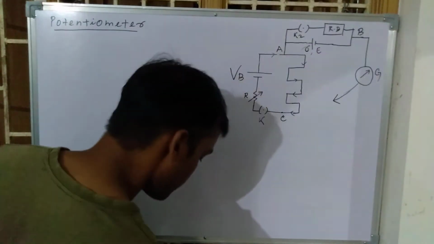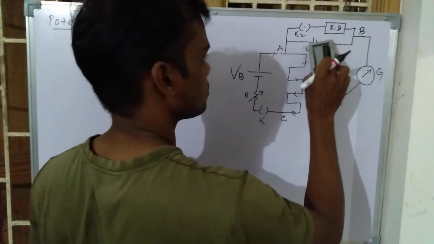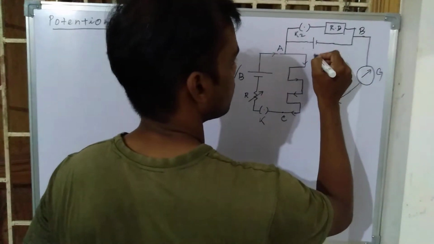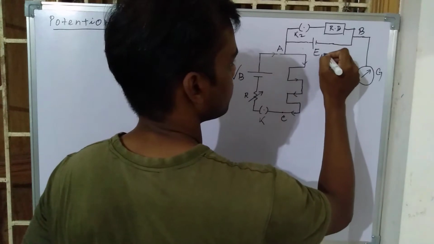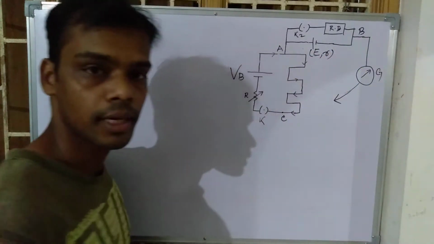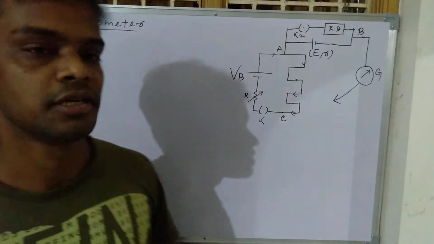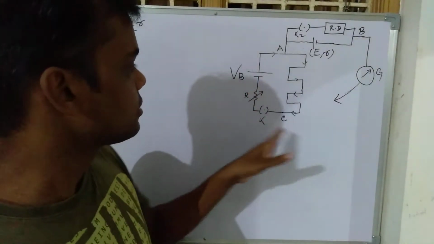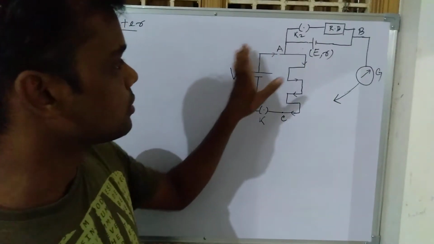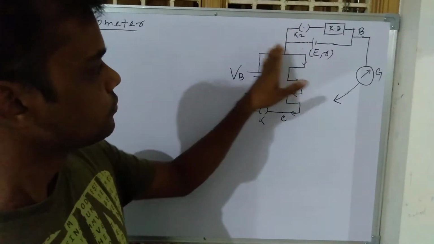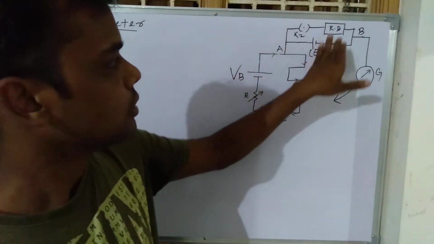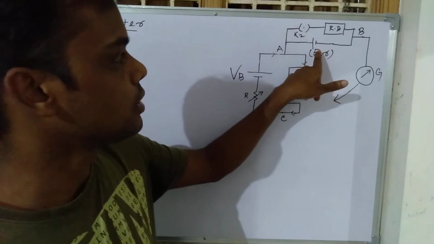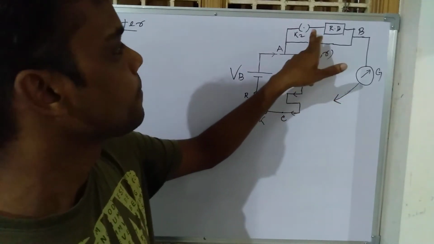Normally a cell is represented like this. Here it can also be represented like this. E is the EMF and r is the internal resistance of the cell. So this is almost the same as the previous figure, but now there is a change in this part. A cell is connected here. This is the cell whose internal resistance is to be determined.